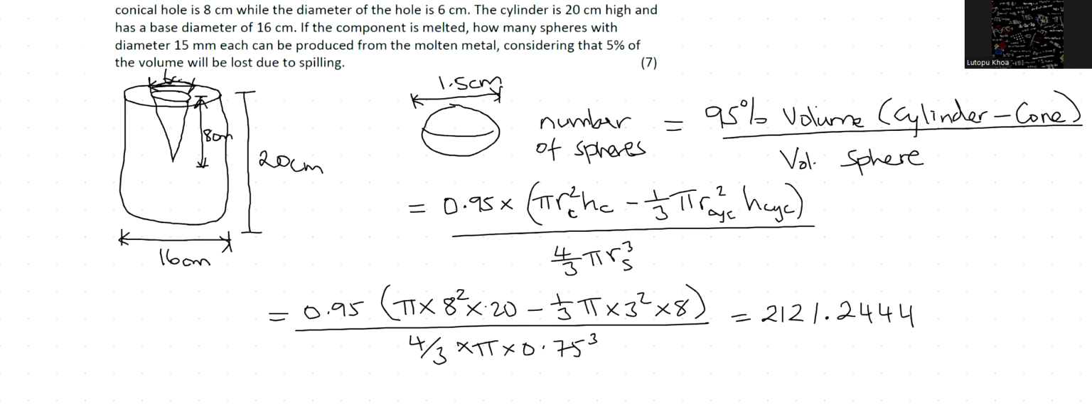So we get 2,121.2444 and so on. So the question is, how many of these spheres can you make? And the answer is 2121 spheres can be made. So you have to look at how many whole spheres. We don't want to make a part of a sphere. We just want to count how many full spheres we can make.